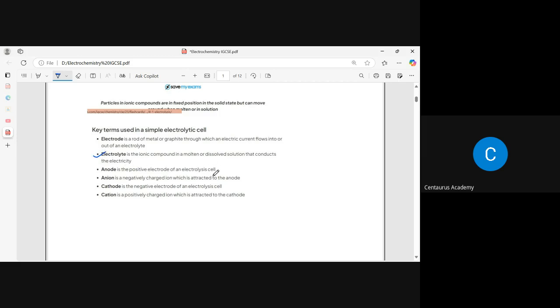Can someone tell me whether there are any other substances which are able to conduct electricity? Can acids conduct electricity? Can they behave as an electrolyte? Yes. How? They can dissociate to form ions. Yes. Very good.